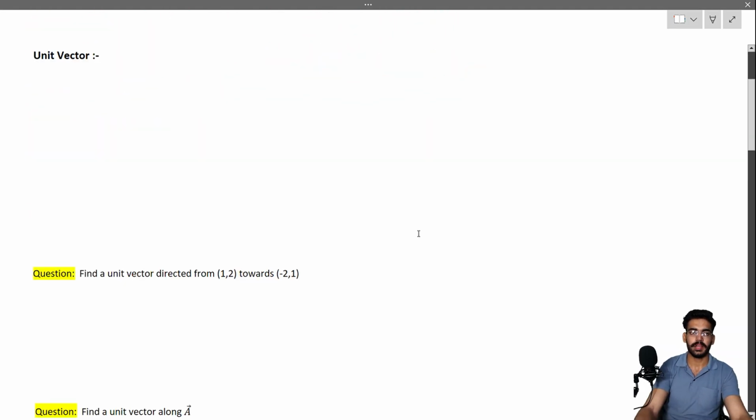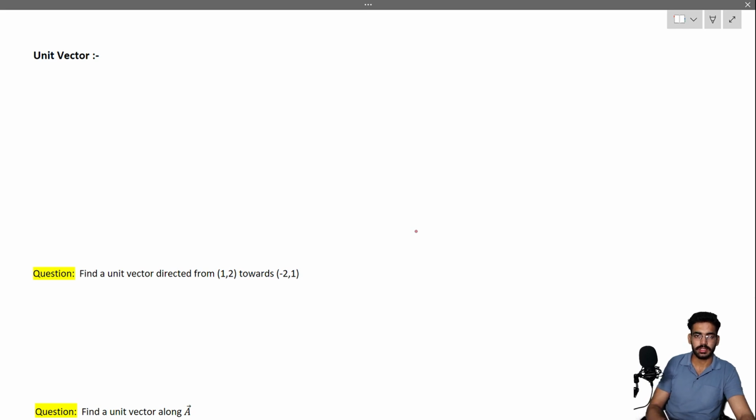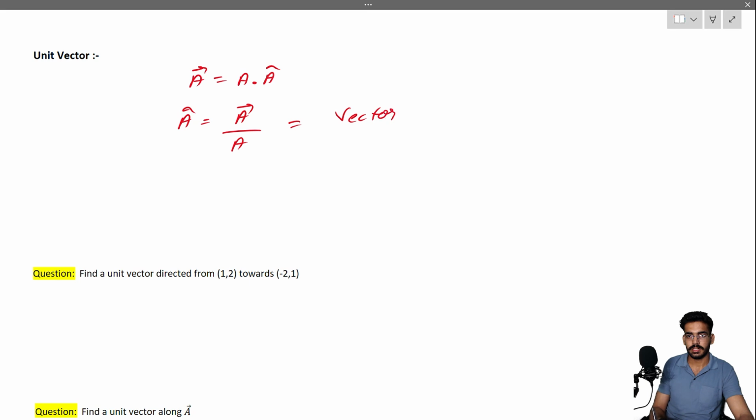Next thing, we have unit vector. Okay, we are defining the unit vector again, just like we are doing the questions now here. So what we said about the unit vector, let's see again. A vector is equal to A magnitude into its direction, A cap. So what A cap came? A cap is basically vector divided by its magnitude, right? That is vector divided by magnitude of vector.